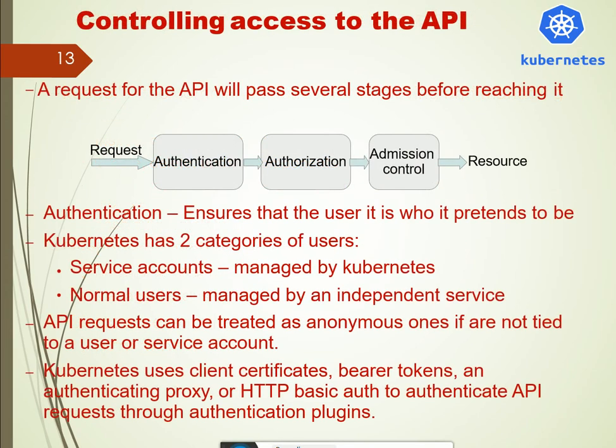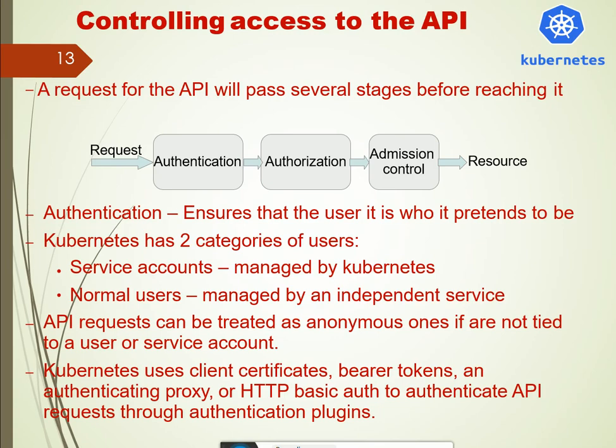Now to the next, controlling access to the API. A request for the API passes several stages before reaching it. The request is sent, then authentication, then authorization, then admission controls, and then you can access resources.